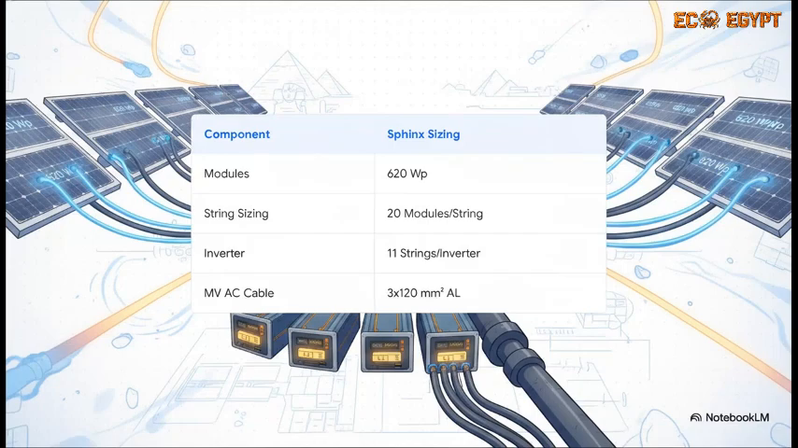When we break down the exact configuration used on the Sphinx site, it is just a beautiful harmony of electrical engineering. They went with 620-watt peak, high-efficiency modules. By daisy-chaining exactly 20 of those modules together into a string, they hit the optimum input voltage window of those Huawei inverters perfectly. And that holds true whether it's a freezing cold winter morning or a blazing hot summer afternoon. From there, they land 11 of those strings onto every single inverter. Finally, all that precise power generation is routed out through massive, heavy-duty 3-core, 120 square millimeter aluminum medium voltage cables.